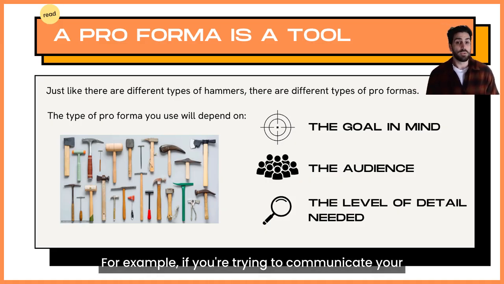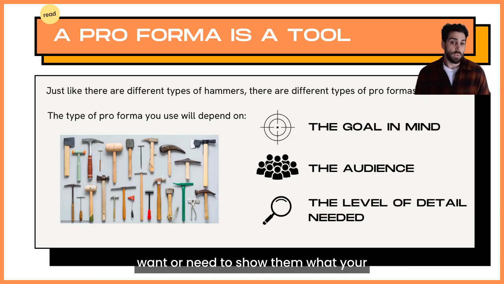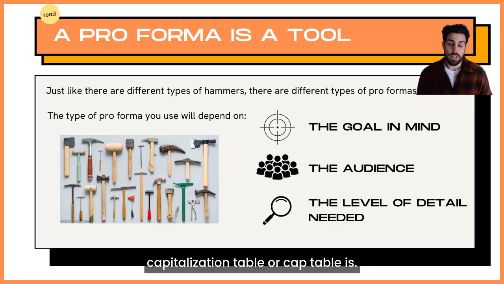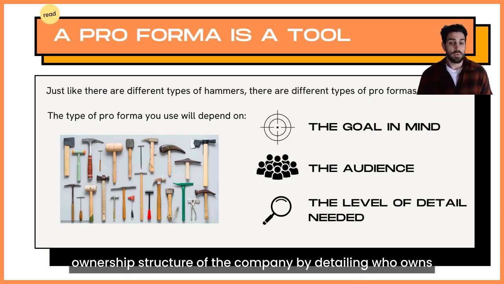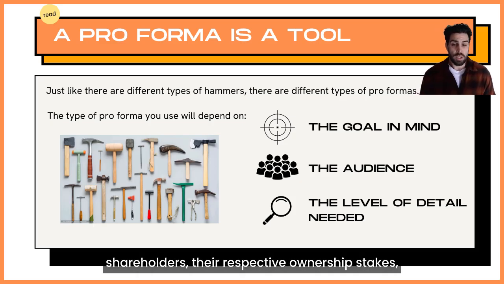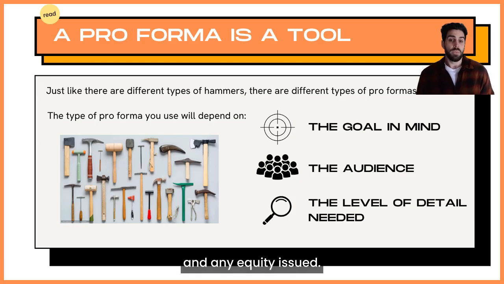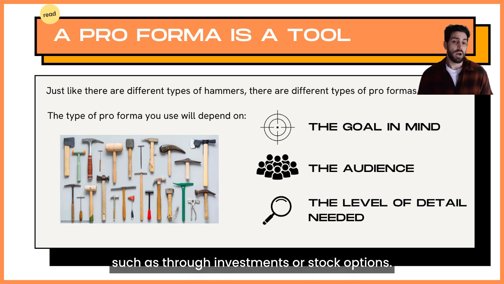For example, if you're trying to communicate your sales objectives to your marketing team, you don't want or need to show them what your capitalization table or cap table is. A capitalization table is a table that outlines the ownership structure of the company by detailing who owns what percentage of equity in the business. It typically includes information about shareholders, their respective ownership stakes, and any equity issued. It includes changes in ownership over time, such as through investments or stock options.